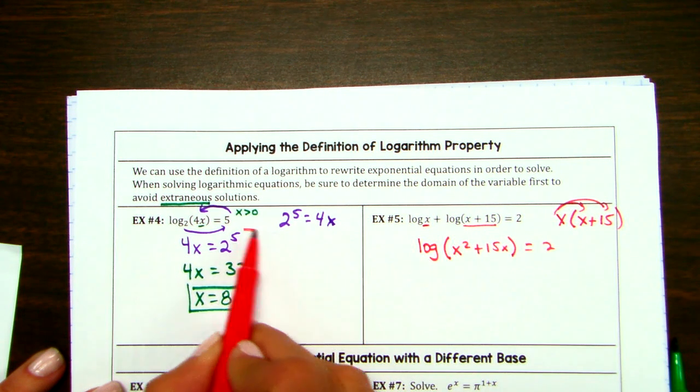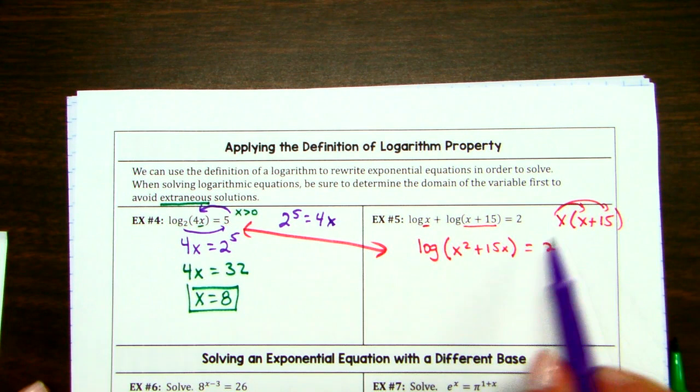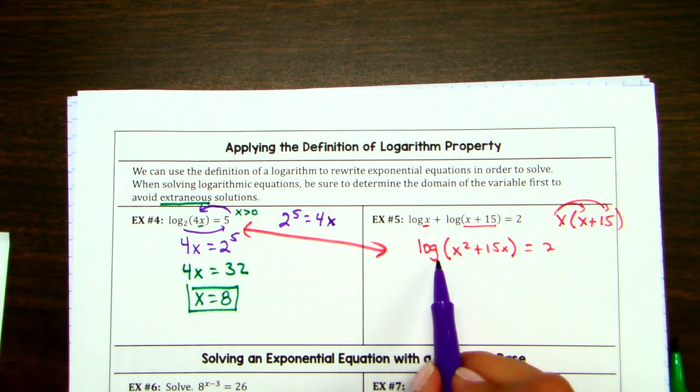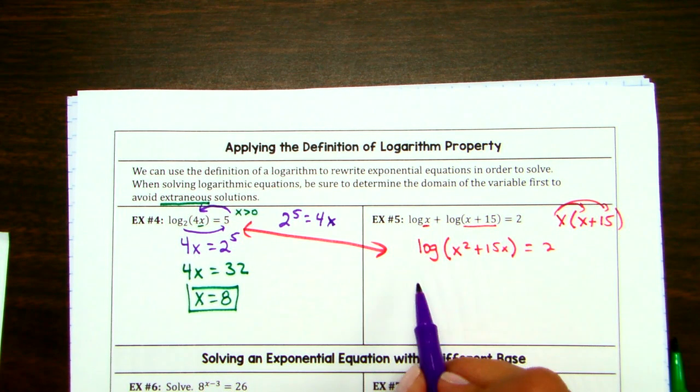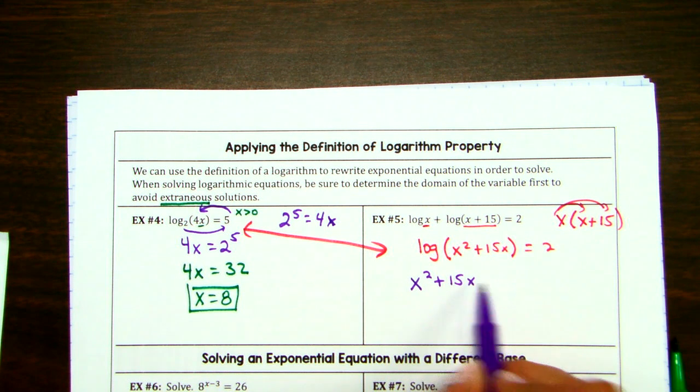Now these problems are the same. I have a single log on one side. Okay? So really these are the same. And now we'll rewrite this in its other form. So again, sometimes I tell you guys to start, and it's not wrong. You could write 10 to the second equals all of this, but I'm going to start trying to keep my x on the left-hand side.